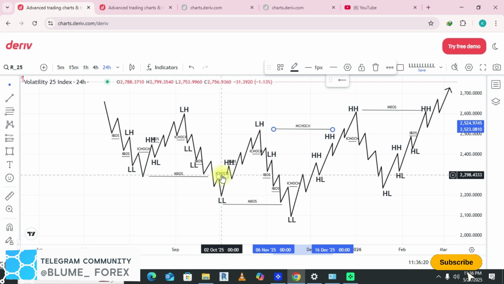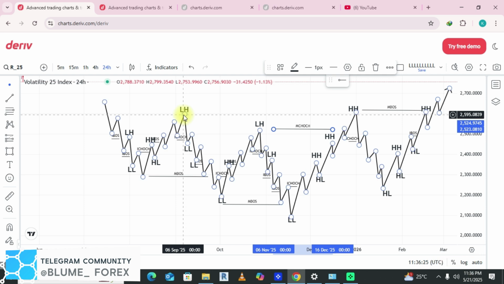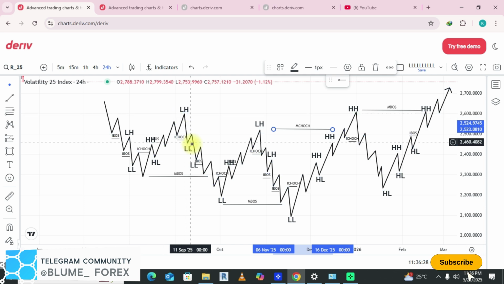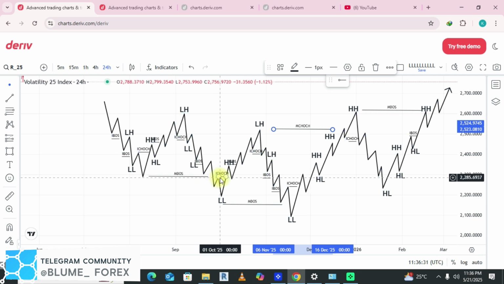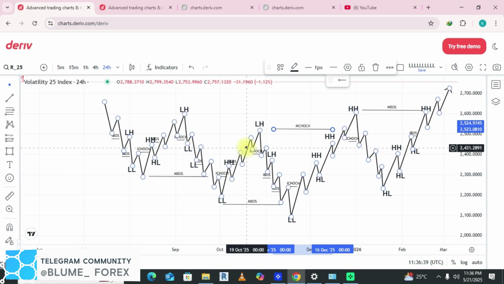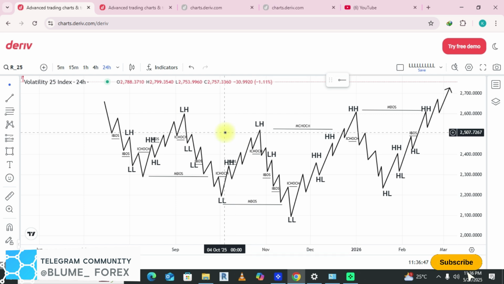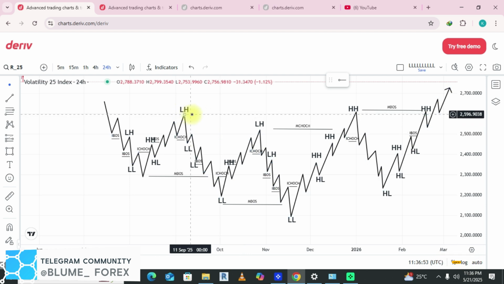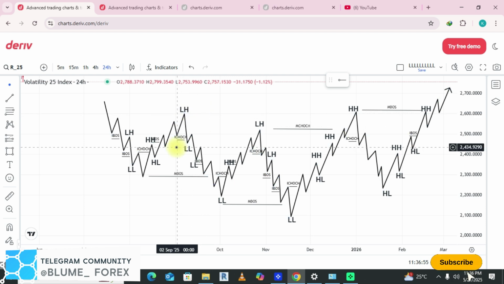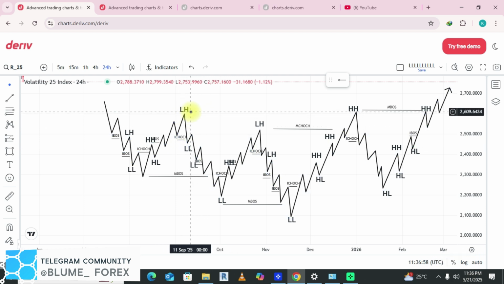This change of character is an internal change of character, because what is going to cause a major change of character is when this high is taken, right? So since this high is not taken, this is still an internal change of character, and it is just giving you the idea that the market is going to push to the upside in the short term, but it doesn't mean the market is going to push to the upside in the long term. We only get a confirmation the market is going to push to the upside in the long term if we have a major change of character, which is the taking out of the last high that was formed, right?